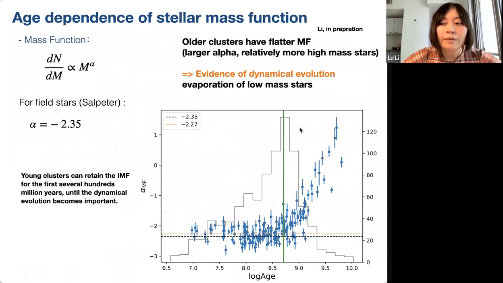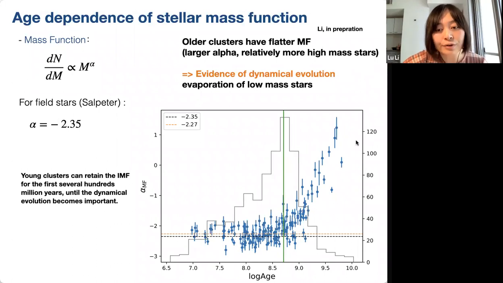Another very important result is the age dependence of the stellar mass function. We found that older clusters have a flatter slope of the mass function. We use a single power law to describe the mass function, and this is the Salpeter mass function for the field stars. It's about minus 2.35, and this turn point.